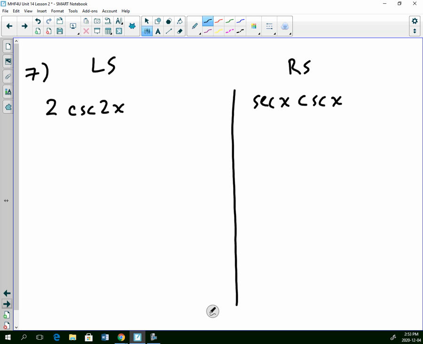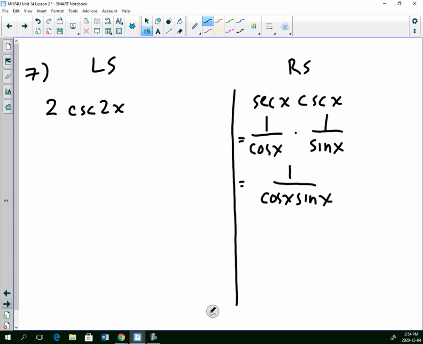Okay, so on the right side, I'm going to change secant to 1 over cosine, and I'm going to change cosecant to 1 over sine. And then what can we do to simplify? Well, we can multiply. Right, so that's all we have to do there.